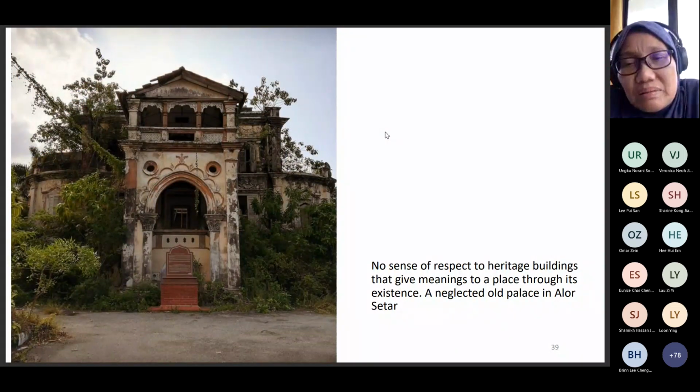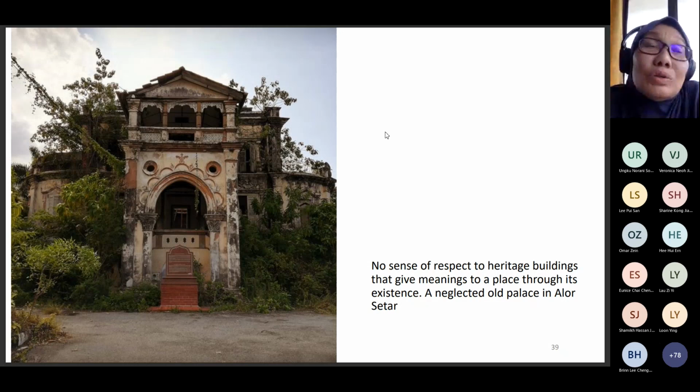And then no sense of respect to heritage buildings. It's not easy to get historic buildings. It takes 100 years, 200, 300 years sometimes for the buildings to be built. And they have been around for several decades. And then it takes a very short time just to demolish them. Just 1 hour, 2 hours to demolish 100 years of history.